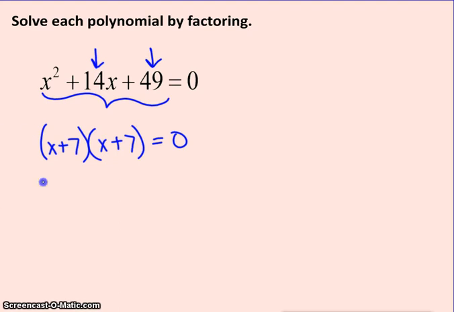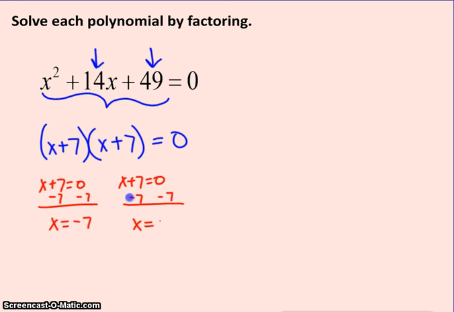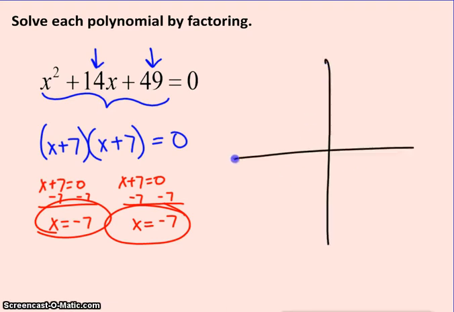So I will set each one equal to 0 and solve for x. Subtracting 7 gives me x equals negative 7. Subtracting 7 gives me x equals negative 7. So the two answers I have are negative 7 and negative 7. And you may say, well, technically that's the same answer, and it is. But if we were to have the graph of the parabola, let's say that this point is negative 7.